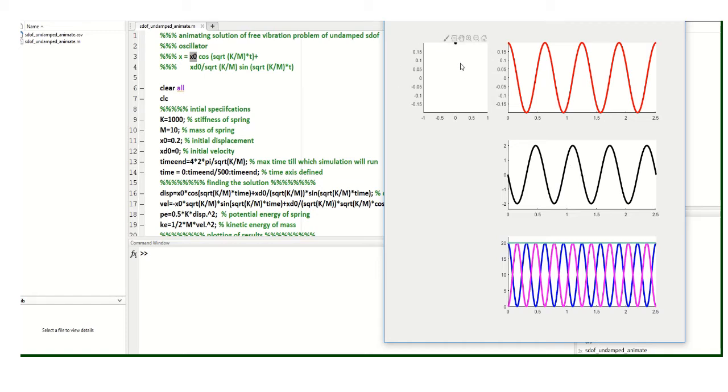So where is velocity 0? Where is it when the mass is towards the extremity? When the mass is towards the extremity, there is no velocity to it, but there is only acceleration which is acting onto it. Whereas when the mass comes to the equilibrium position, that is at x equal to 0, at that time velocity is maximum.